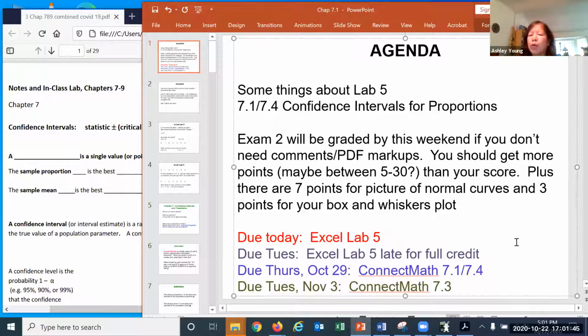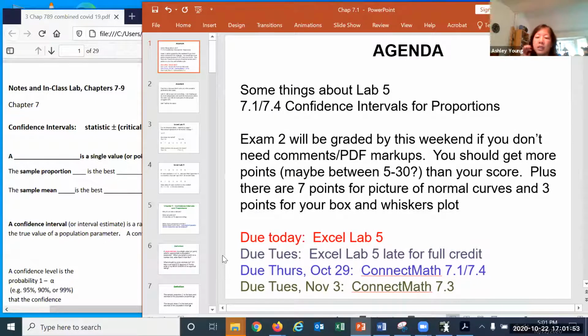In general, you should get more points, maybe between 30 to 50 more than your score. Part of that depends upon a couple different things, right? If partial credit is in there, depending on what you wrote down and other things. So it's heavily dependent upon what you did. Plus, you're going to get 7 more points in the exam that are going to be graded for your picture of normal curves, right? For those four problems where you had to draw a normal curve, and 3 more points for your box and whisker plots. So currently, your score is really out of 90. This is 100 by the time I finish grading this weekend.